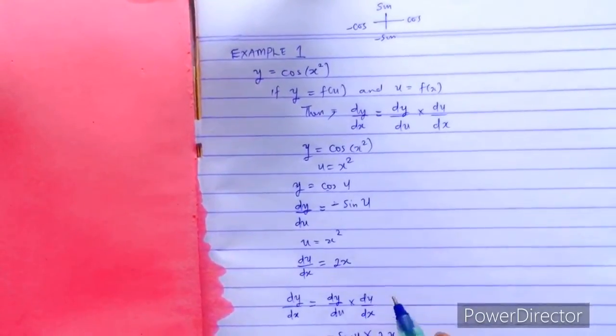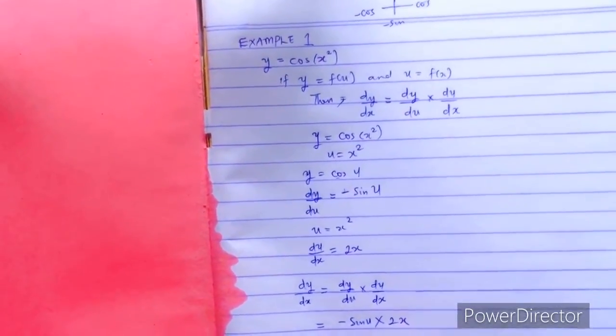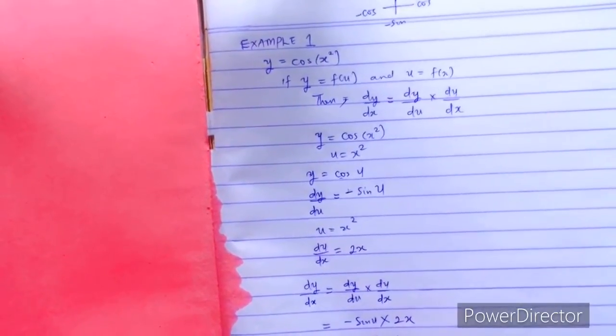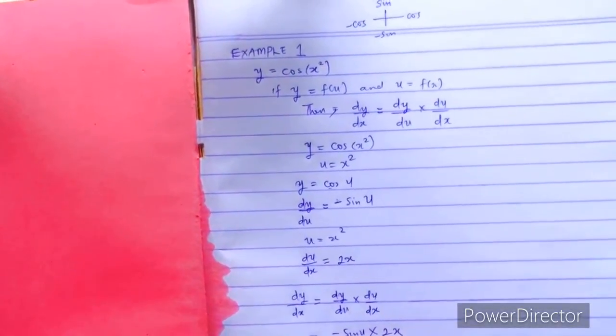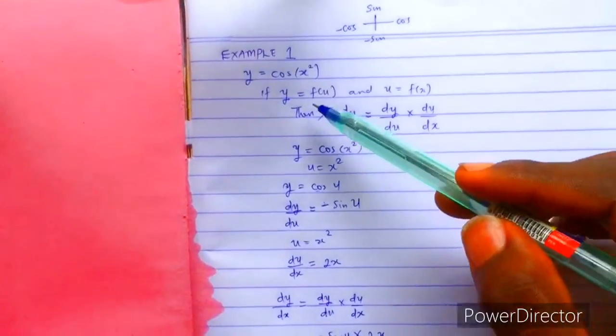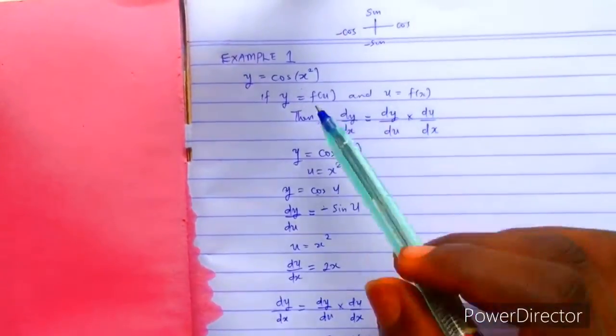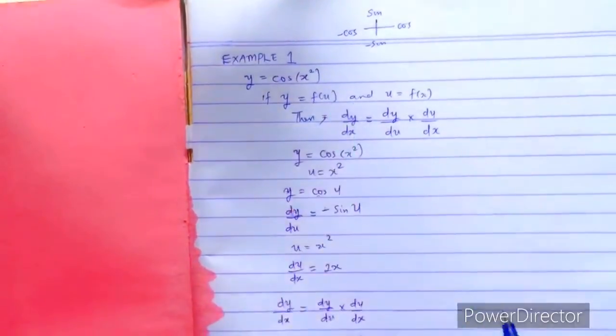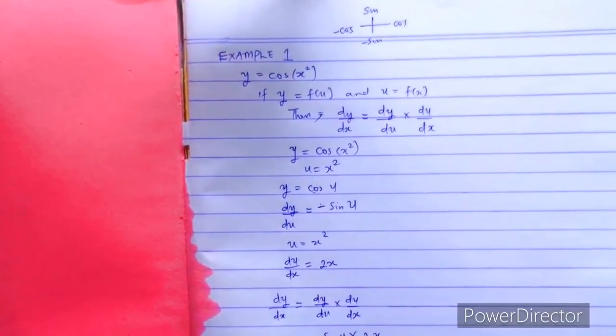Don't forget, what is our u? Our u is x squared, and that will be minus 2x sine x squared. This is the derivative of y equals cos x squared.